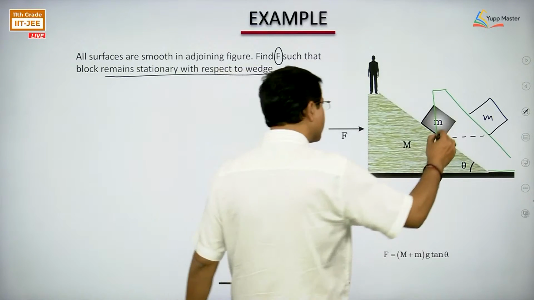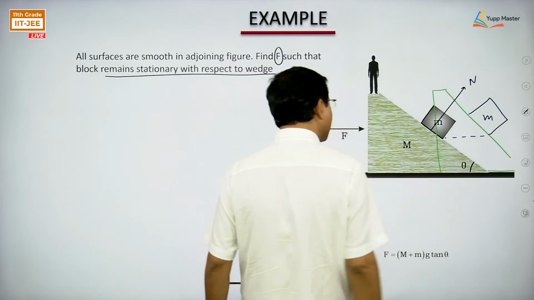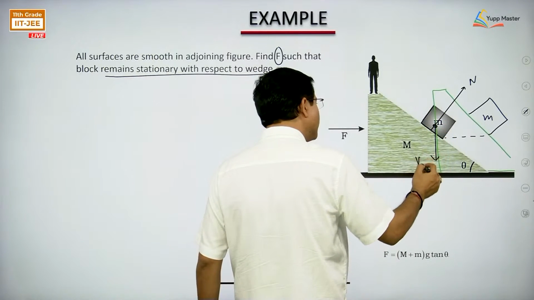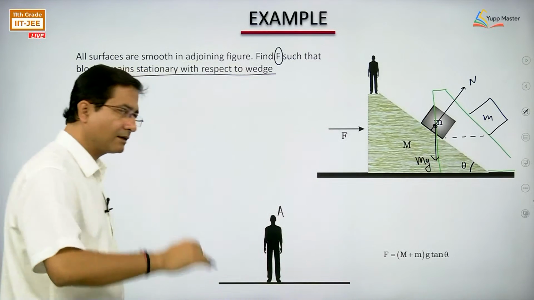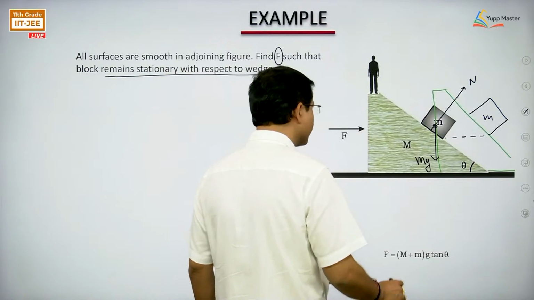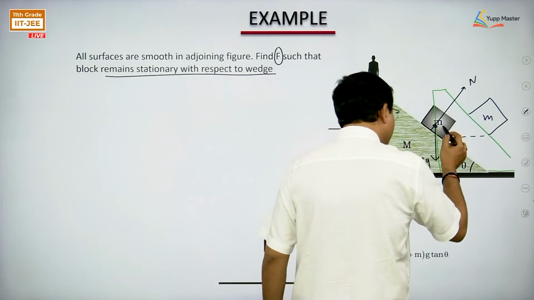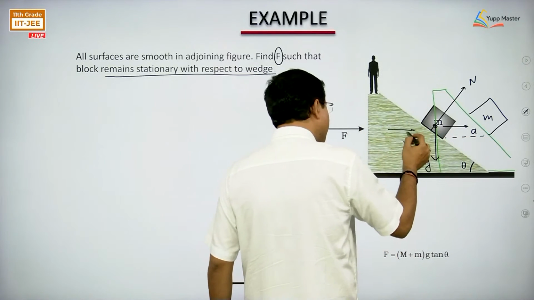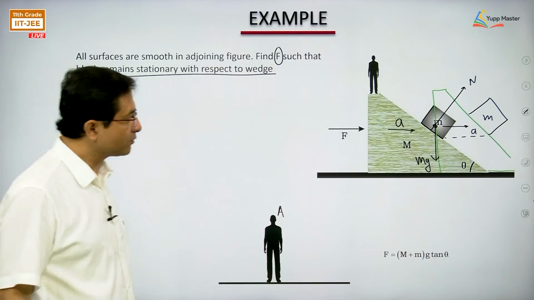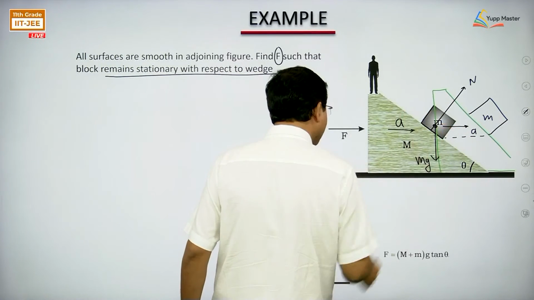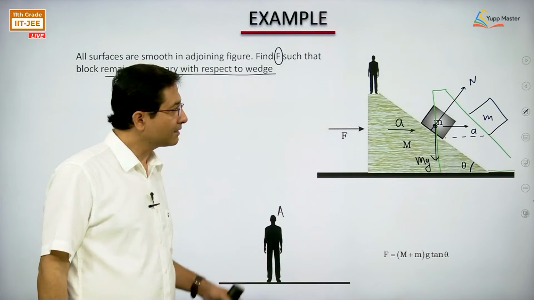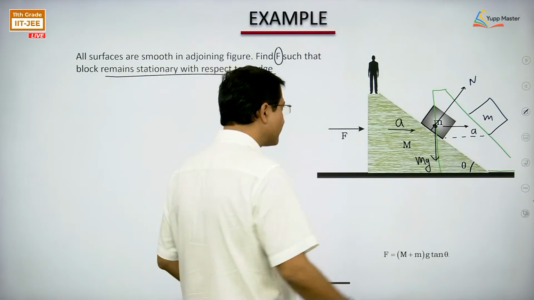So I can see one normal reaction coming on the block, and then one field force mg, and I observe that it is going in the horizontal direction, right? If it is going in the horizontal direction, the acceleration of this block and the acceleration of this wedge are the same because there is no relative motion. With respect to the wedge, the block is not going down, that means there is no relative motion, so they must have the same acceleration. As they have the same acceleration, I can consider the whole thing as one system to get the relation between acceleration and force.